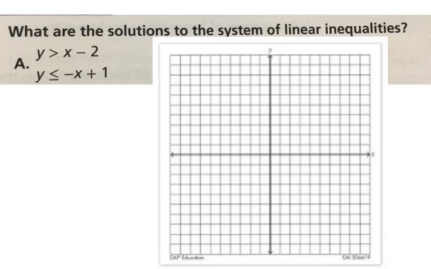So here, A, I've got y is greater than x minus 2. Can we graph that inequality? Yes. What does it look like? Negative 2, that's the y-intercept. Up 1, right 1, right? Because it's a slope of 1.